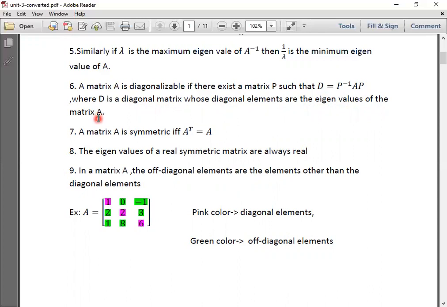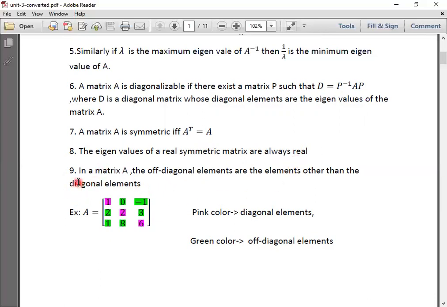Next point is, the matrix A is symmetric if and only if A transpose equals A. If all the elements of A are real, then the matrix is said to be a real symmetric matrix. The eigenvalues of a real symmetric matrix are always real numbers.